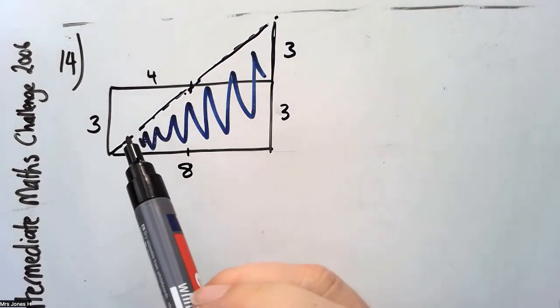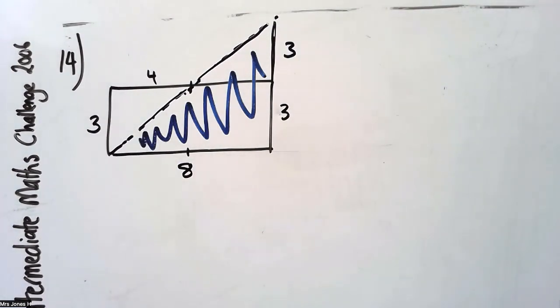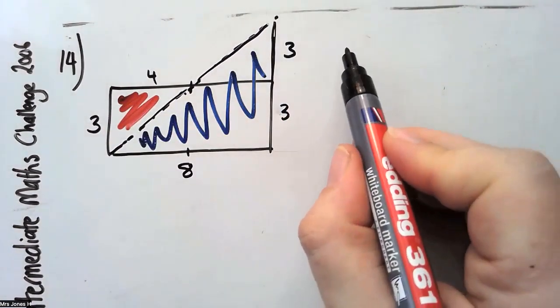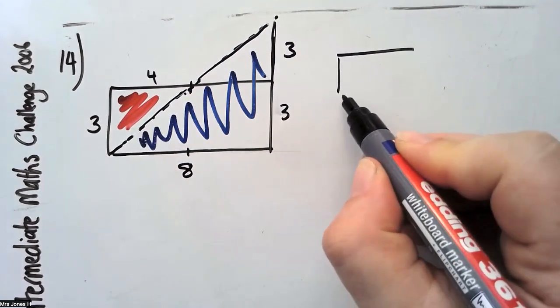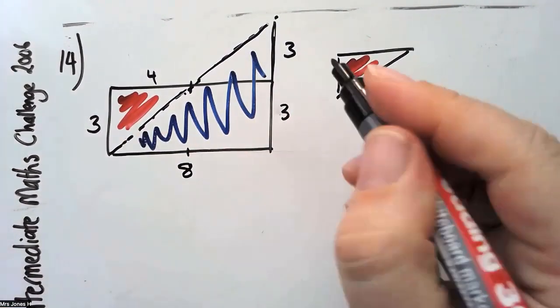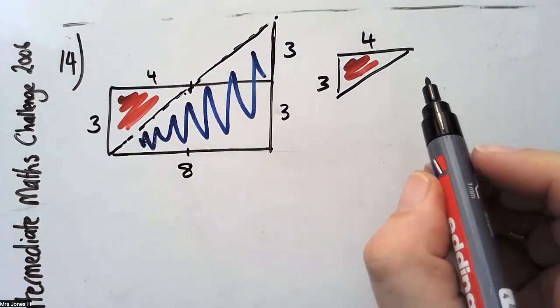Let's just look at this red one first, though. I mentioned a 3, 4, 5 triangle. You may not know what that is. So let me draw it for you here. So this red one here is a 3, 4.